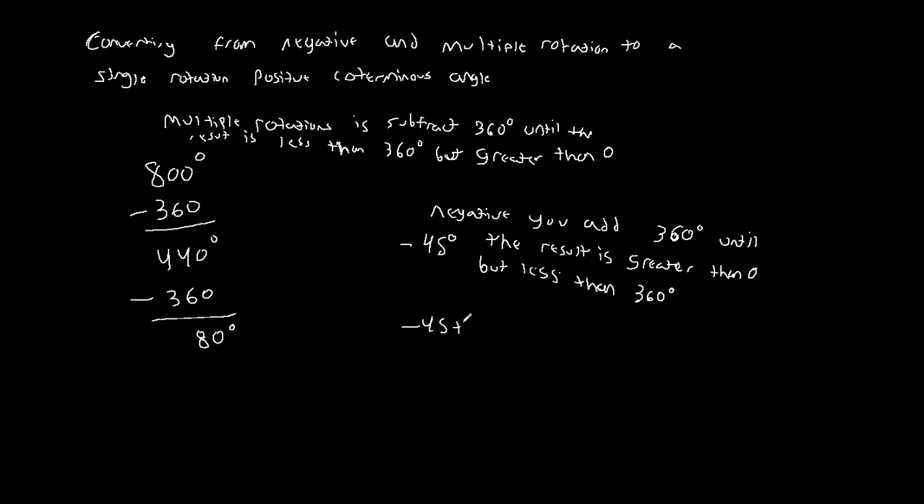So let's go ahead and just do this once. Negative 45 plus 360. What do we get? Well, we get 315 degrees, right? 315 degrees is greater than 0, but less than 360. So 315 is the positive single rotation coterminous angle of negative 45. Hopefully that made sense. So this is degrees, right? We're either subtracting if it's positive multiple rotations, or we're adding if it's negative multiple rotations.